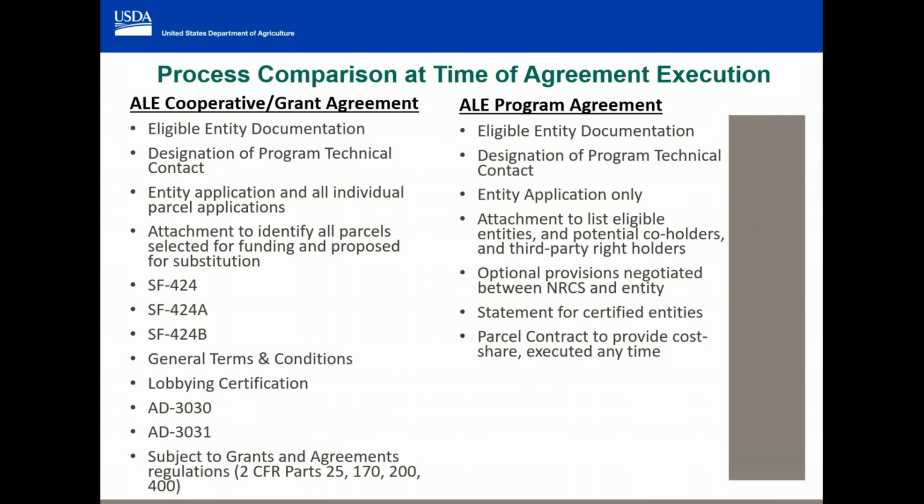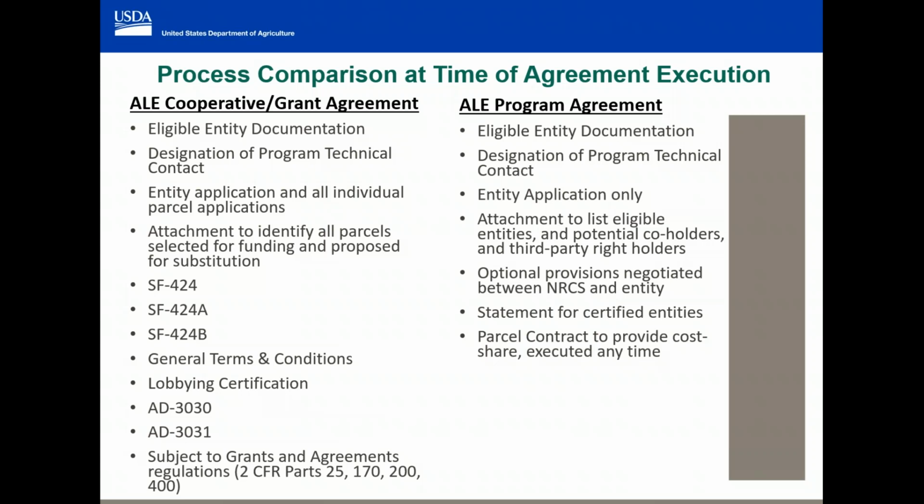On the ALE program agreement side, only an entity application is needed at the time of entering into an agreement. The attachment to the agreement just lists the various entities that would be involved in the transactions associated with that agreement. The agreement could include optional provisions negotiated between NRCS and the entity.